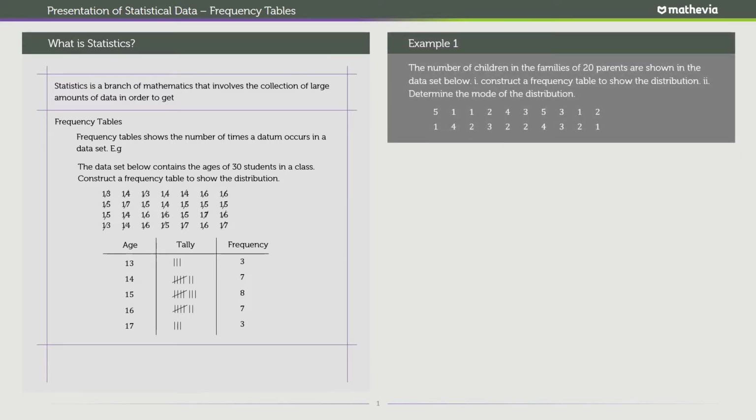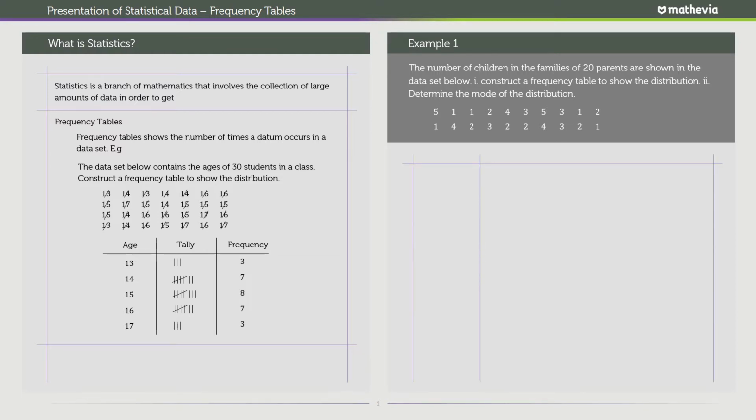Example one says the number of children in the families of 20 parents are shown in the data set below, and we've been asked to construct a frequency table to show the distribution and then determine the mode of the distribution. I believe you know what mode is. Mode in a data set is the datum that occurs most frequently. So it is the highest occurring datum in the data set.